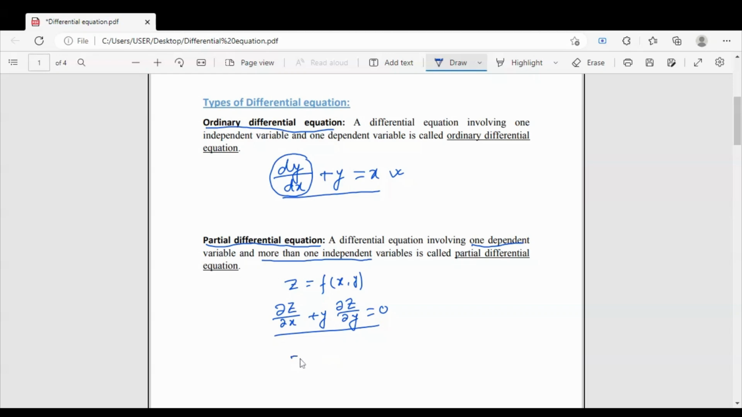Similarly, we can write del 2z by del x square plus del 2z by del y square equal to 0. These are examples of partial differential equation. In case of partial differential equation, it contains partial derivatives. That's why this is called partial differential equation.